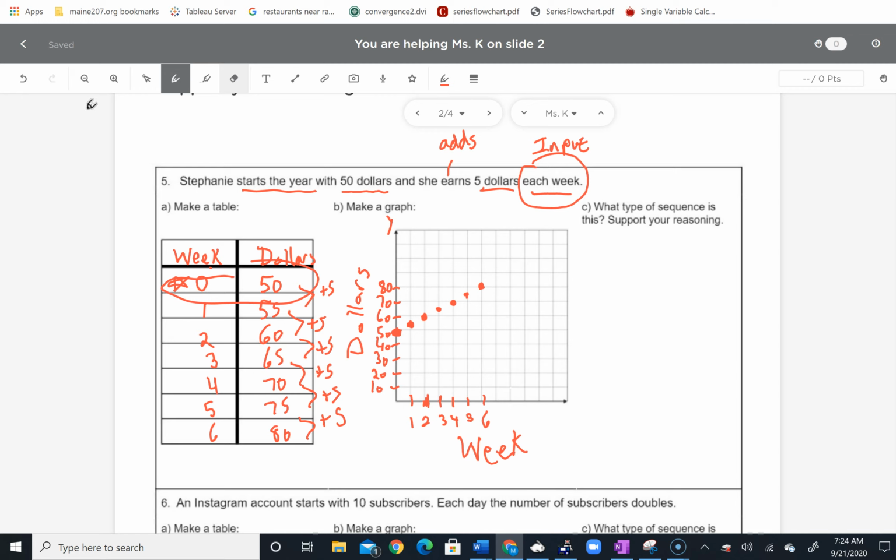So what type of sequence is this? Well, this is arithmetic because the pattern is to add 5 each time.